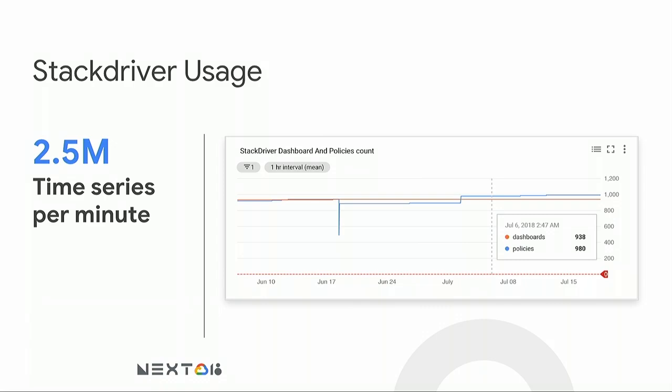And where are we today? We are sending 2.5 million time series per minute into StackDriver. We have thousands of dashboards, all created automatically through the StackDriver dashboard API. We have hundreds of policies all set up on the critical time series, so we know when something is failing. And now I'll hand you back to Amir, who will put everything into perspective.